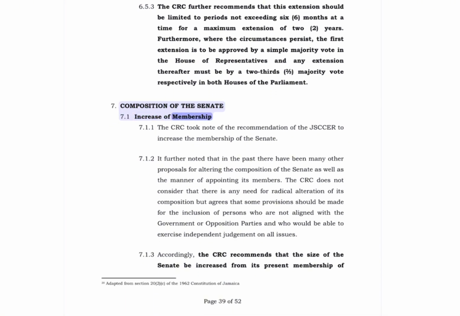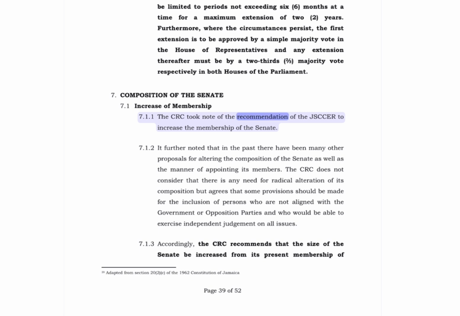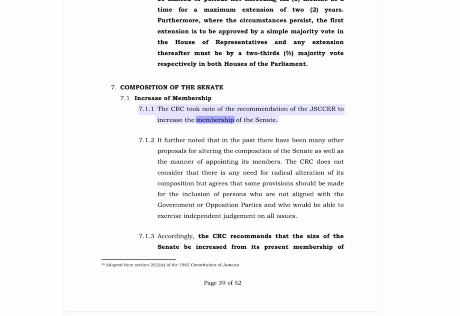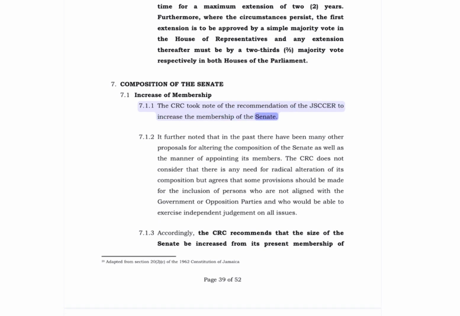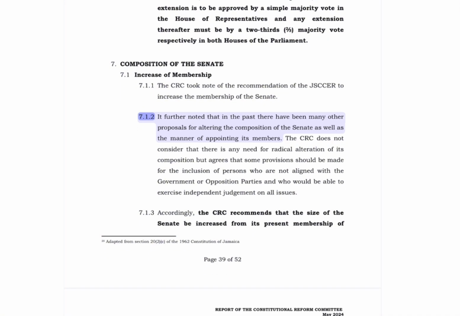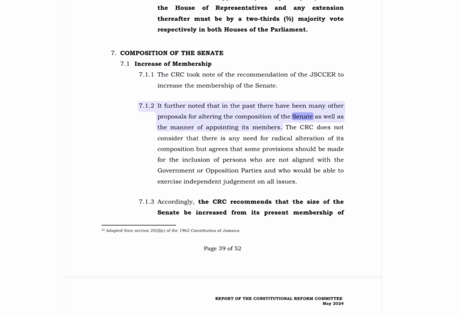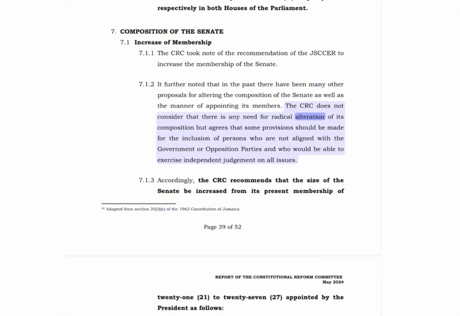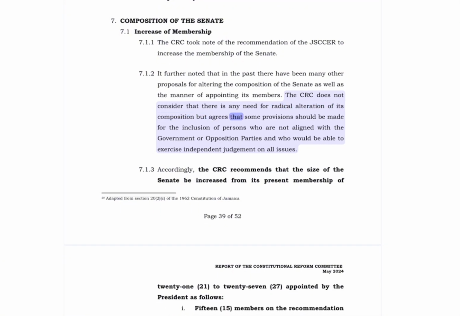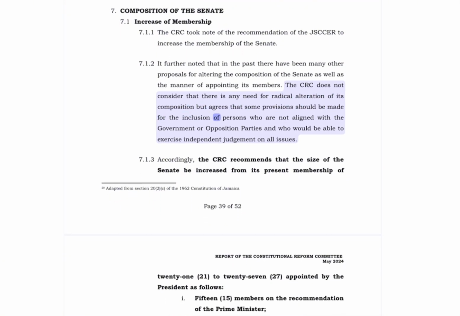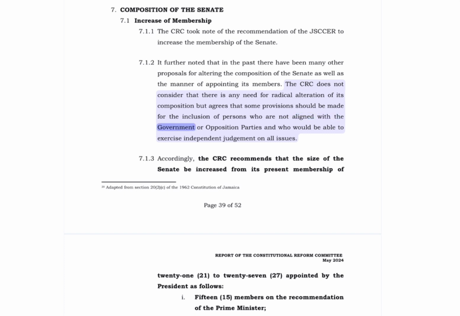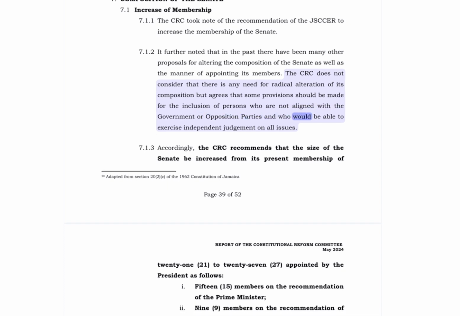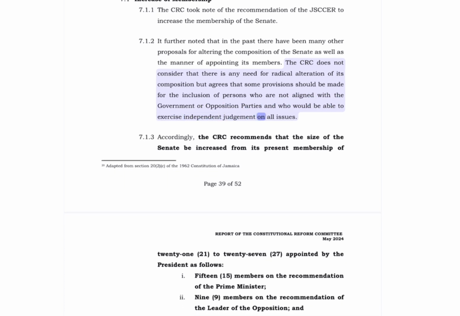7.1 Increase of membership. 7.1.1 The CRC took note of the recommendation of the JCCR to increase the membership of the Senate. 7.1.2 It further noted that in the past there have been many other proposals for altering the composition of the Senate as well as the manner of appointing its members. The CRC does not consider that there is any need for radical alteration of its composition, but agrees that some provisions should be made for the inclusion of persons who are not aligned with the government or opposition parties and who would be able to exercise independent judgment on all issues.